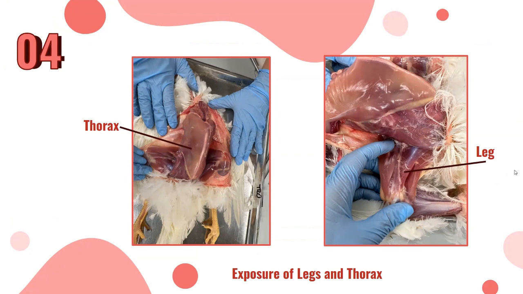Proceed to cut down to the cloaca and peel the skin to expose the legs and thorax. Apply downward pressure on the knees to separate the joints at the hip.